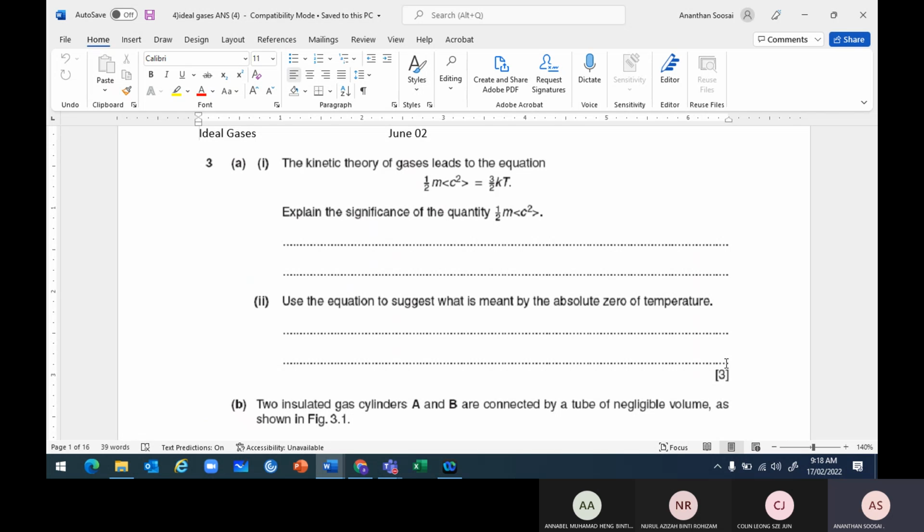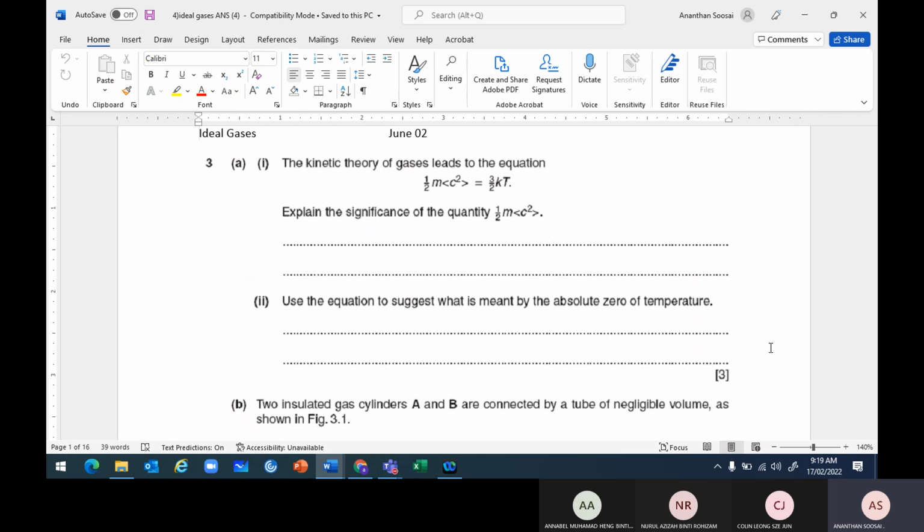The kinetic theory of gases leads to the equation of half mc squared is equal to 3/2 kT. Yeah, the kinetic theory of gases, the theoretical scientists figured out it should be 3/2 kT. So explain the significance of the quantity half mc squared. What are you going to write? Explain the significance of the quantity half mc squared. What is meant by half mc squared in this context? 2 points in your mind. It's a 2 mark question. 2 marks. Yeah, 2 points.